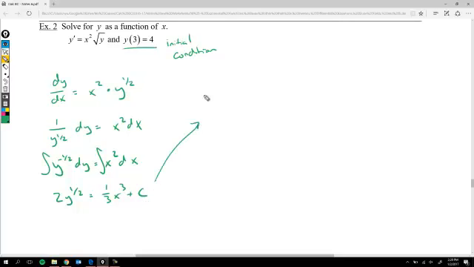Let's go ahead and solve for c. All right, so I'm going to plug in 4 for y and 3 for x. Right, and so if I solve for c, I end up getting -5. Okay, this c is specific to this step in the problem. Right, so this c being -5, I have to plug that in to this step.